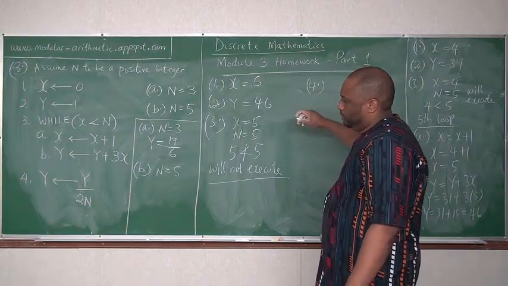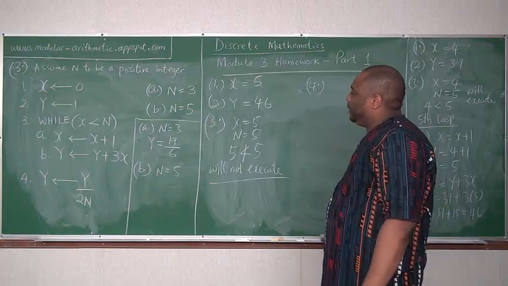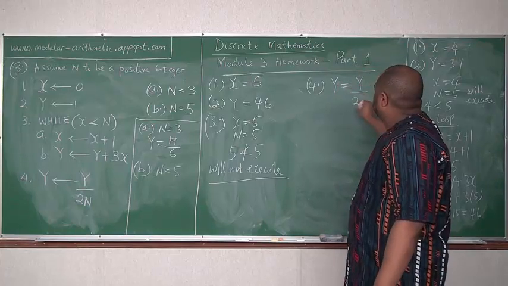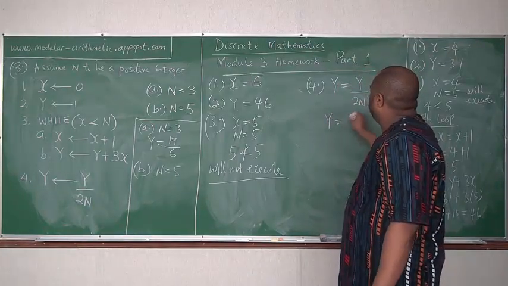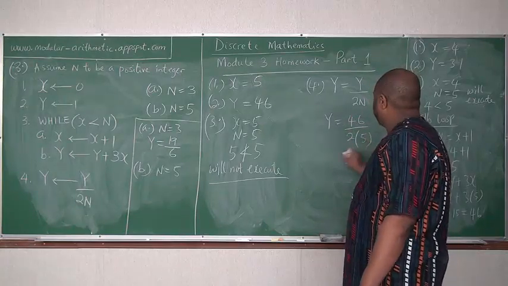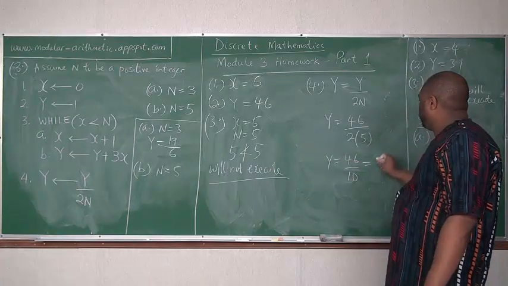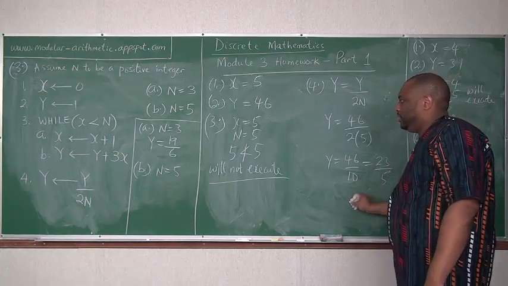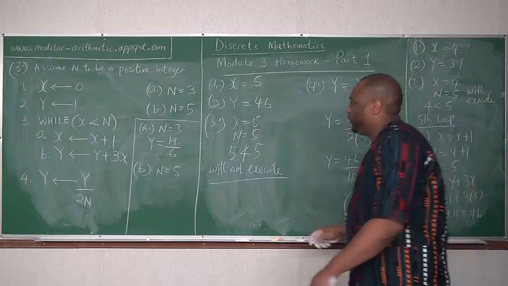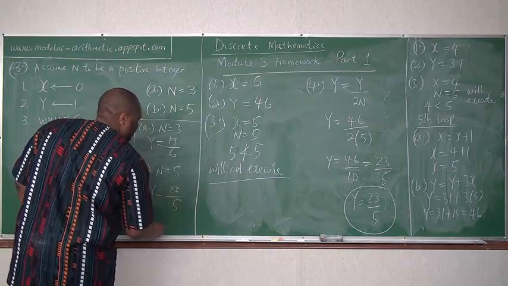Once it breaks, you jump to number 4, because 5 is equal to 5. Number 4 will be y equal to y over 2n. So y will be 46 over 2 times 5. So y will be 46 over 10, which will be 23 over 5. So y is 23 over 5.